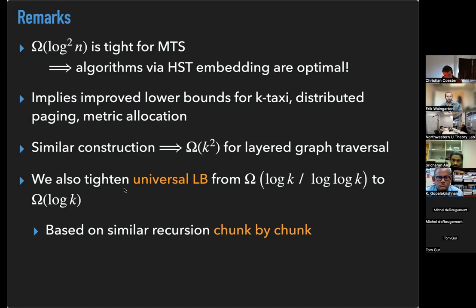And as I mentioned before, we also tightened the universal lower bound, the lower bound that holds on every metric space, which previously was log over log log, where the parameter is k for k-server or n for MTS. We improved this to a single log, which, as I mentioned, is also tight. And the idea here is essentially the same as what I mentioned before with the chunks. So take the existing lower bound proof that gives you this log over log log, and modify it in this chunk by chunk recursion way, and then you get a single log.